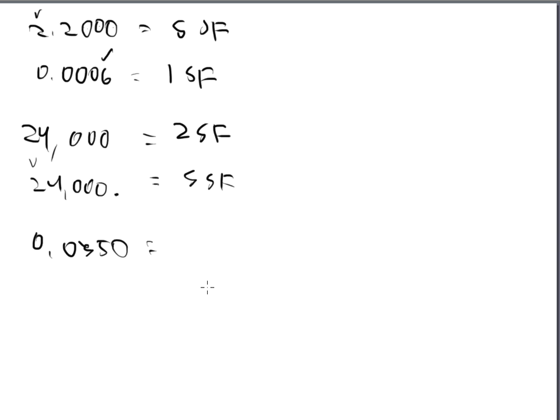0.0350. The first non-zero digit happens here. The 3, the 5, and the 0 count, so 3 significant figures. 0.0089. The first non-zero digit happens there. The 8 and the 9 then count, so 2 significant figures.